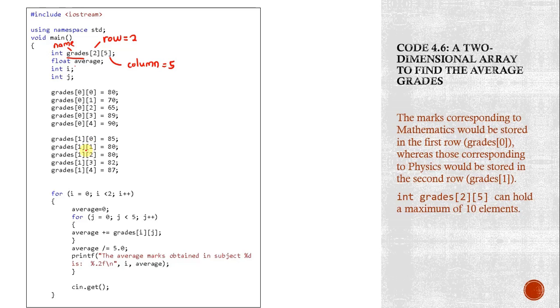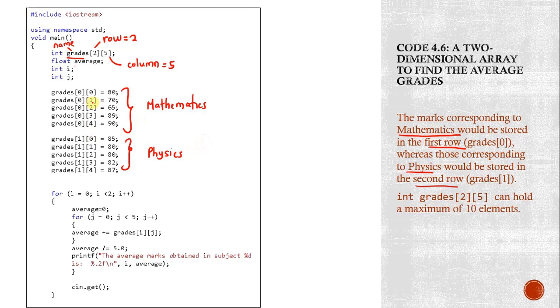Okay, so the marks corresponding to mathematics would be stored in the first row, whereas those corresponding to physics will be stored in the second row. So I can assume this is my mathematics. These are the marks for my physics. So you want to find the average grades. So you have a two-dimensional array because you have two subjects here.